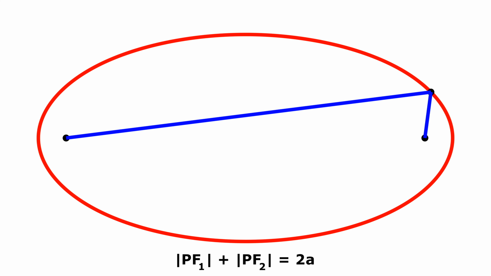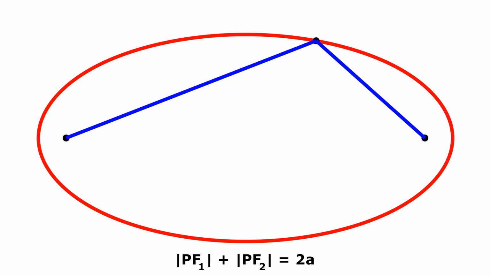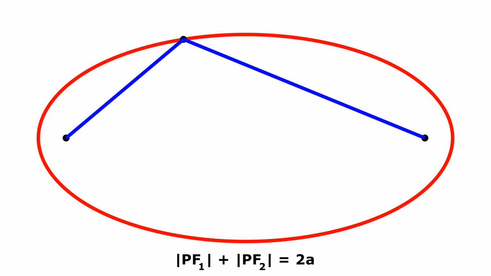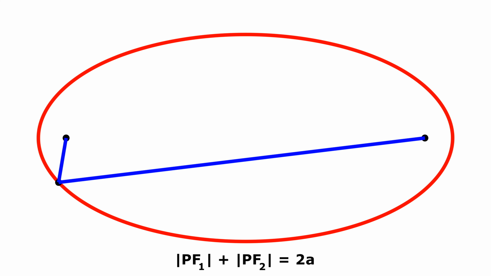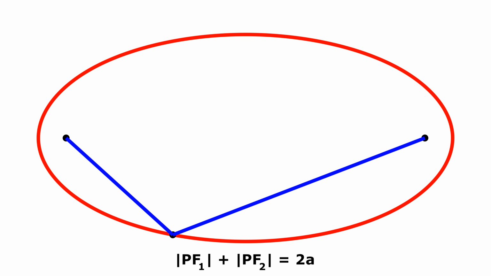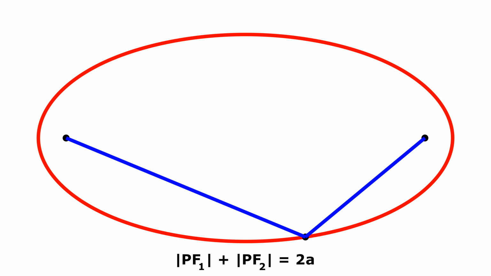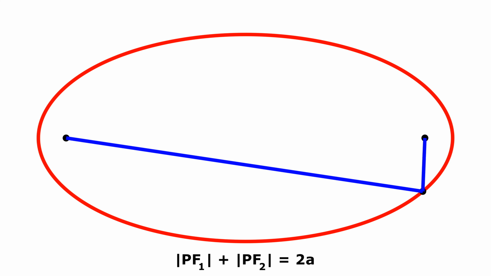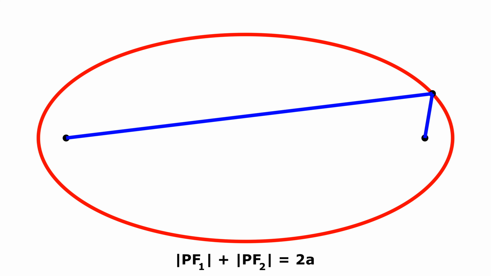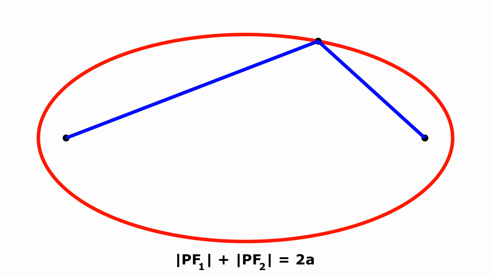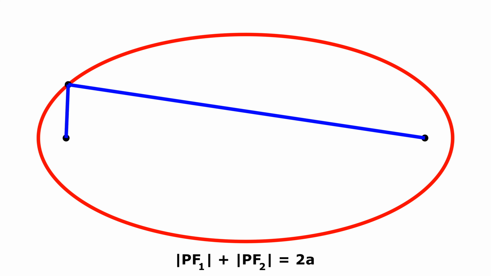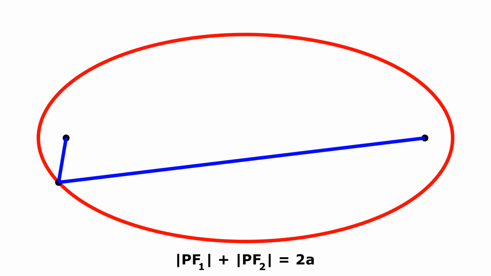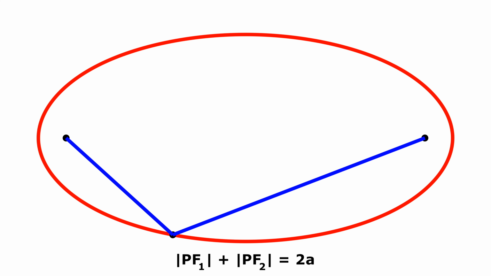This diagram illustrates the definition of an ellipse. Specifically, an ellipse is the set of all points in a plane such that, for any point P in the set, the sum of the distances to two fixed points, known as the foci, is constant. This constant sum is equal to 2a, the length of the major axis of the ellipse. So no matter where we choose a point on the ellipse, the sum of the distances to the two foci remains constant.